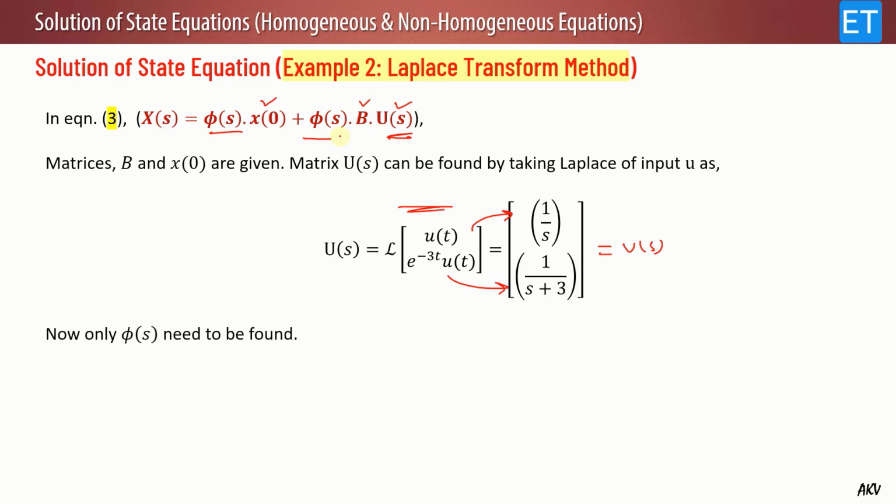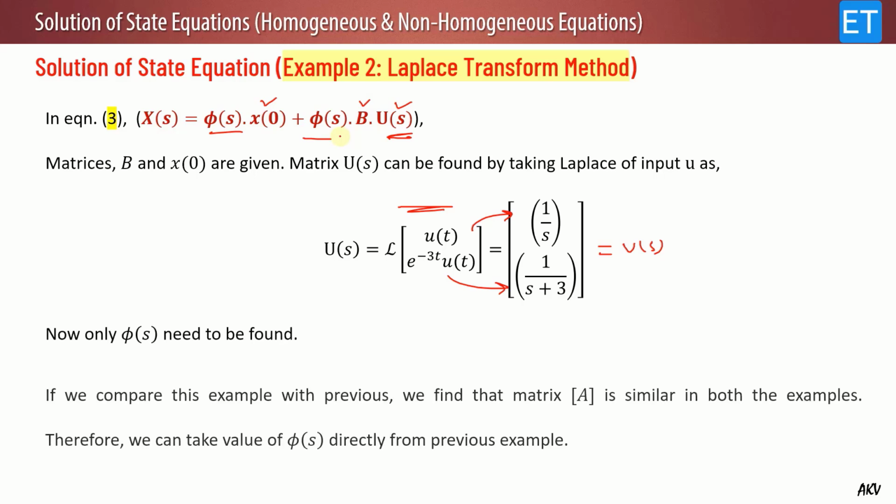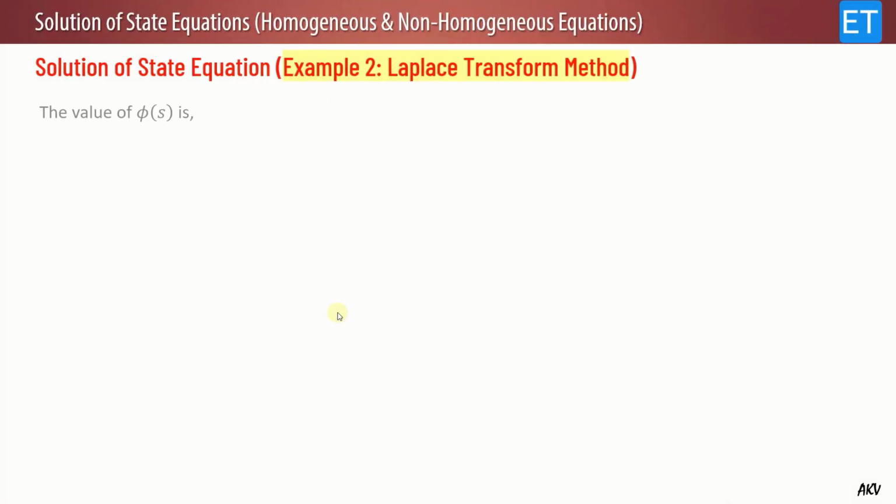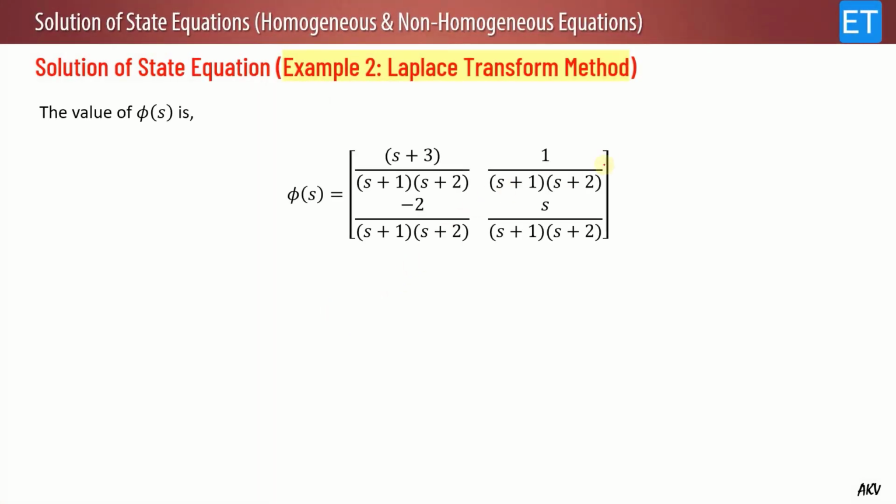And phi(s) is actually the same as what we obtained in the previous example, because the A matrix is the same in both examples. That was 0, 1, minus 2, minus 3. So since the A matrix is the same, again we will get the same phi(s). So this is the phi(s) which we have already obtained in the previous example.